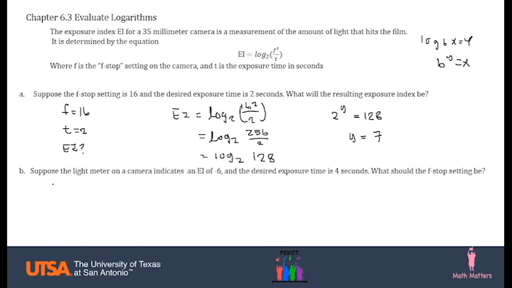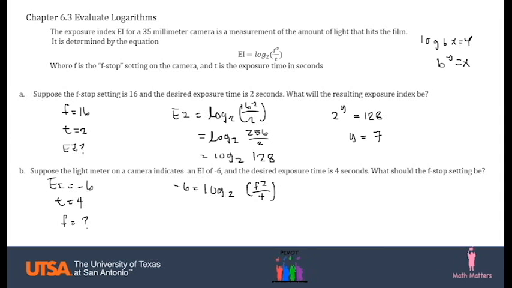Alright, let's write down the givens. So our EI is -6, and then the time is 4, and then we're trying to find the f. And let's plug into the equation again. So we have -6 equals log base 2 of f squared over 4, which is our time.